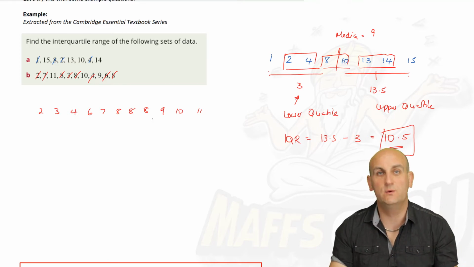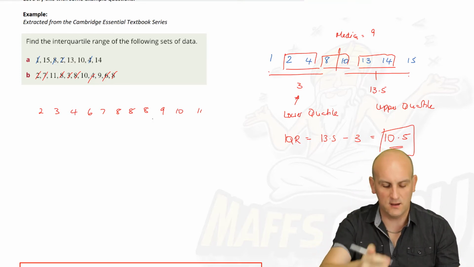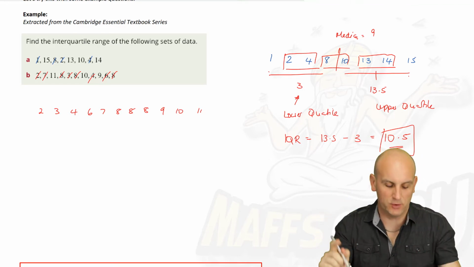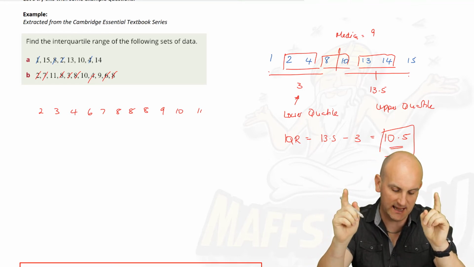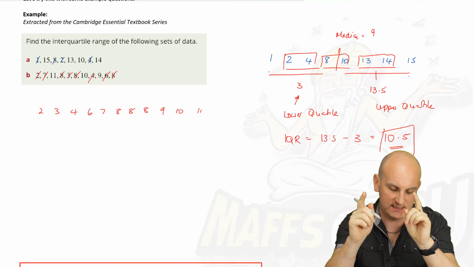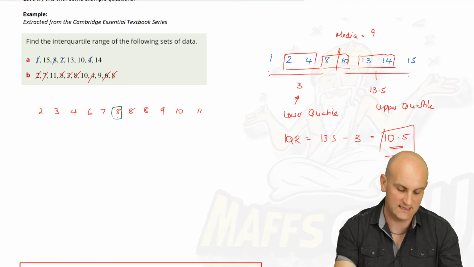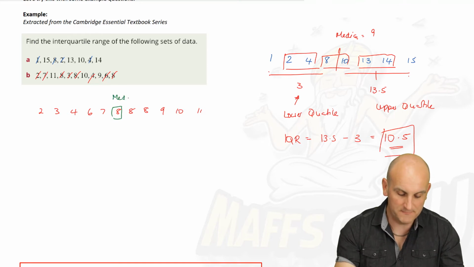So what is the next step we do? We cut our cake in half. So changing color again. Let's do that by crossing off the ends. So 2 and 11, 3 and 10, 4 and 9, 6 and 8, 7 and 8. And ladies and gentlemen, we have a beautiful number in the center. So we now know that's my median.